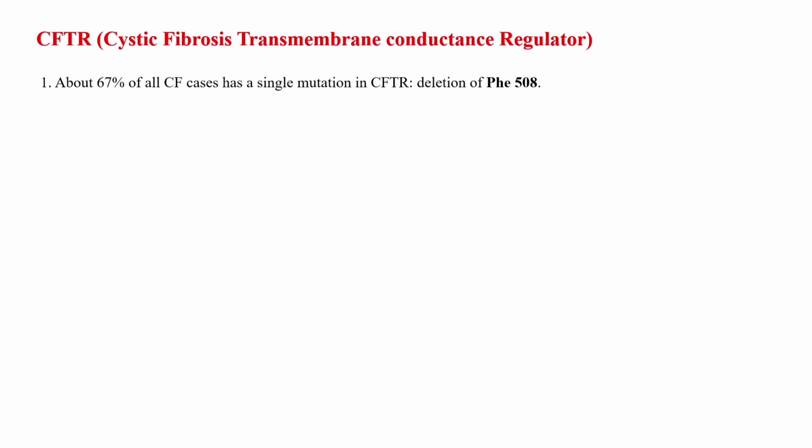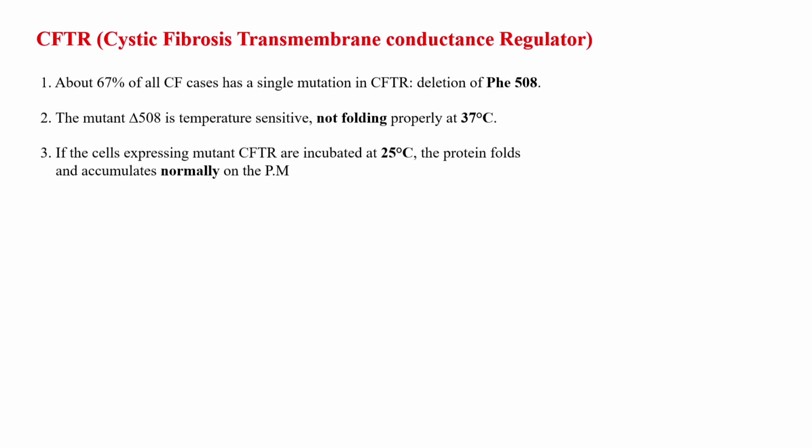So this is a very common mutation, and it occurs in the ATP binding domain, the A1 ATP binding domain. The mutant, delta, means here this amino acid is not present, so deleted 508 is temperature sensitive. Now this protein does not fold properly at 37 degrees centigrade in the endoplasmic reticulum, so these proteins do not fold and remain in the endoplasmic reticulum where they are degraded, so they will not go to the cell surface or the plasma membrane for their proper functions.